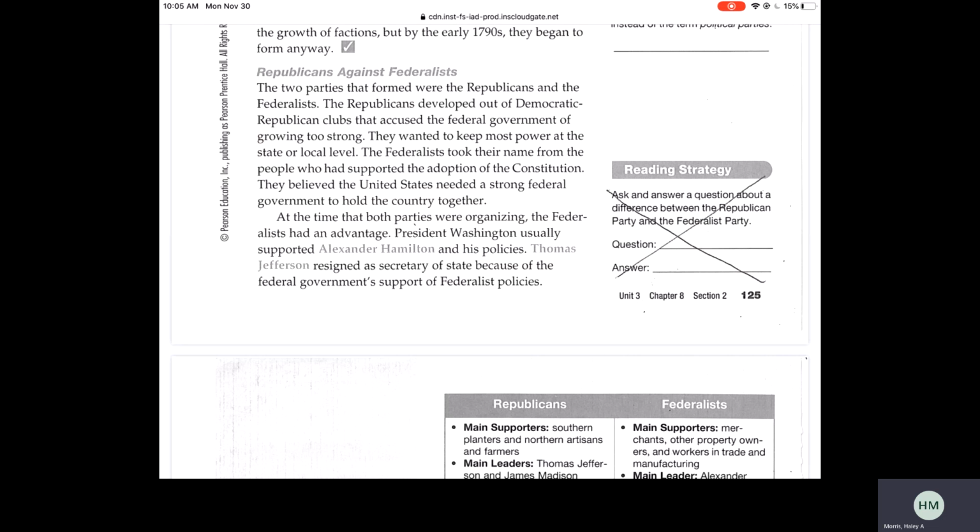At the time that both parties were organizing, the Federalists had an advantage. President Washington usually supported Alexander Hamilton and his policies. Thomas Jefferson resigned as Secretary of State because of the federal government's support of Federalist policies. And so Thomas Jefferson was a Republican. He was a Democratic Republican, became a Republican. So this is really where we start to see the formation of the 2 political parties. Jefferson resigns as Secretary of State because he doesn't agree with the policies that Alexander Hamilton was pushing and that President Washington was supporting.